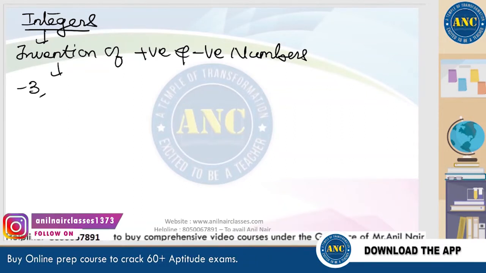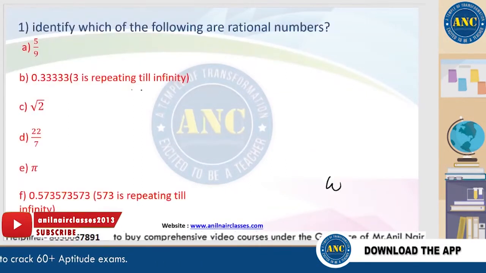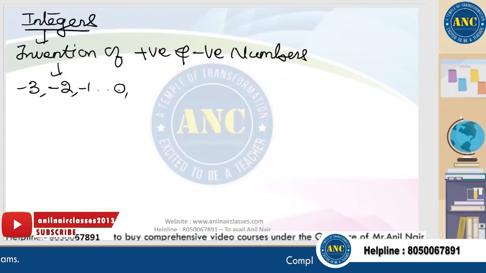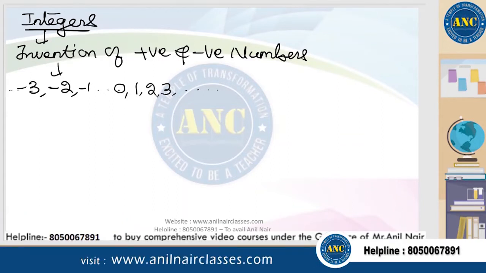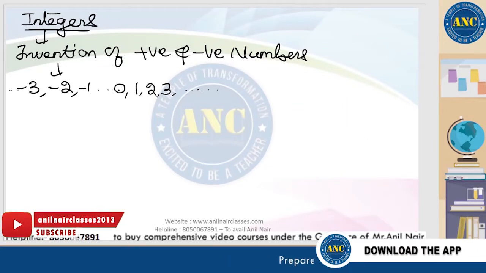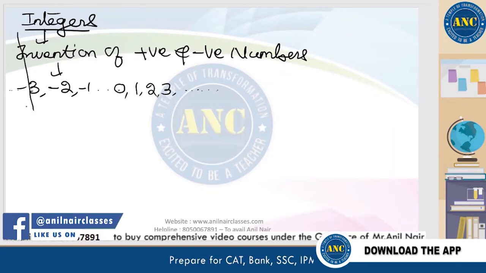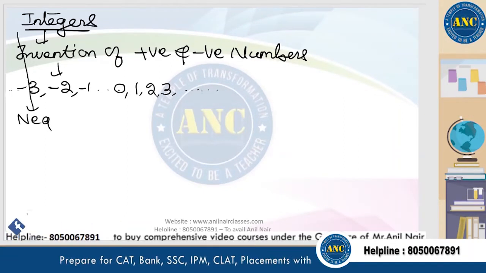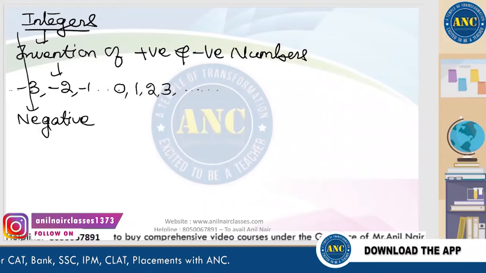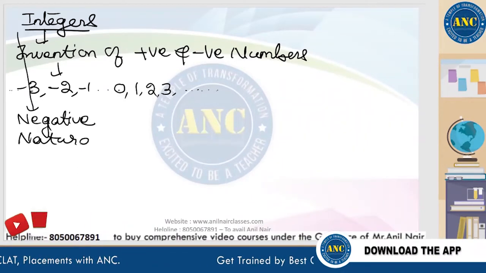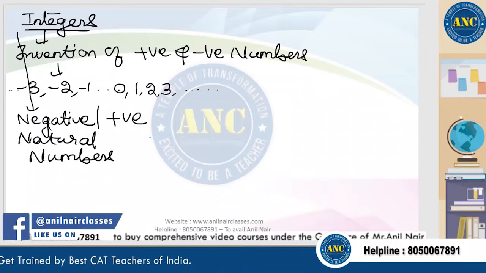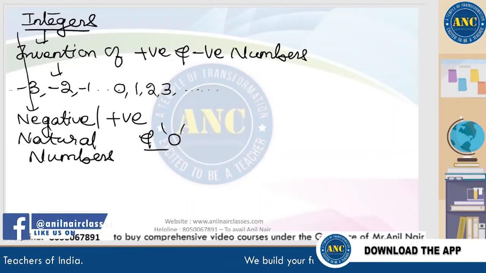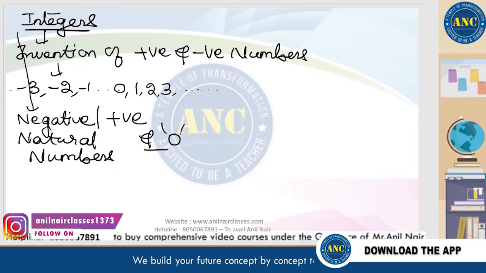Integers is nothing but negative, next is 0, and next is positive: -3, -2, -1, 0, 1, 2, 3, and so on. Negative numbers, positive numbers and 0 are called integers. Or in simple words, integers is nothing but negative natural numbers, positive natural numbers and 0. All three combined are called integers.